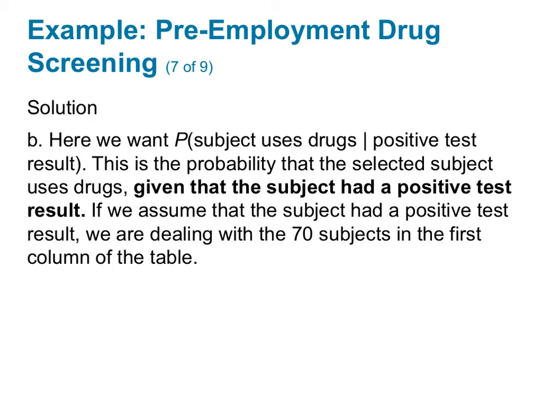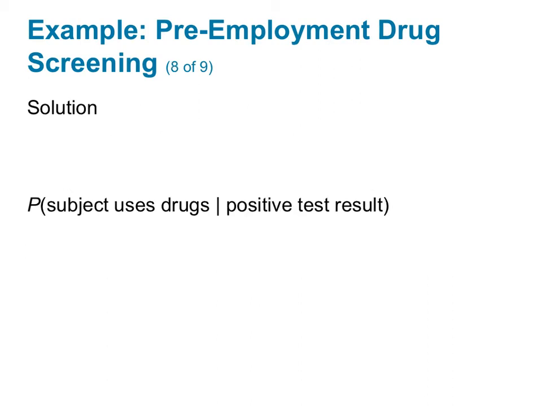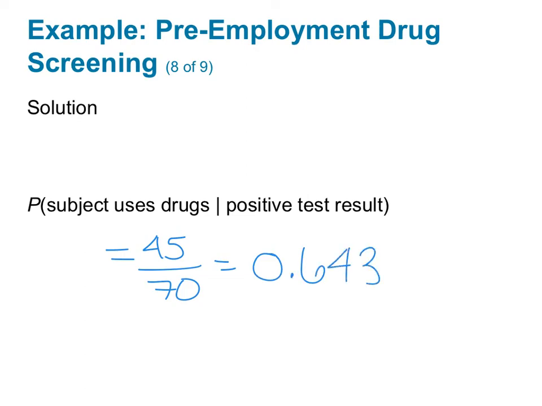This is just explaining again that we only have the 70 subjects from the column of the table, and then we are looking at that to get our number that used drugs. So our solution is that among the 70 subjects, 45 used drugs, so we should have 45 over 70, or 0.643.